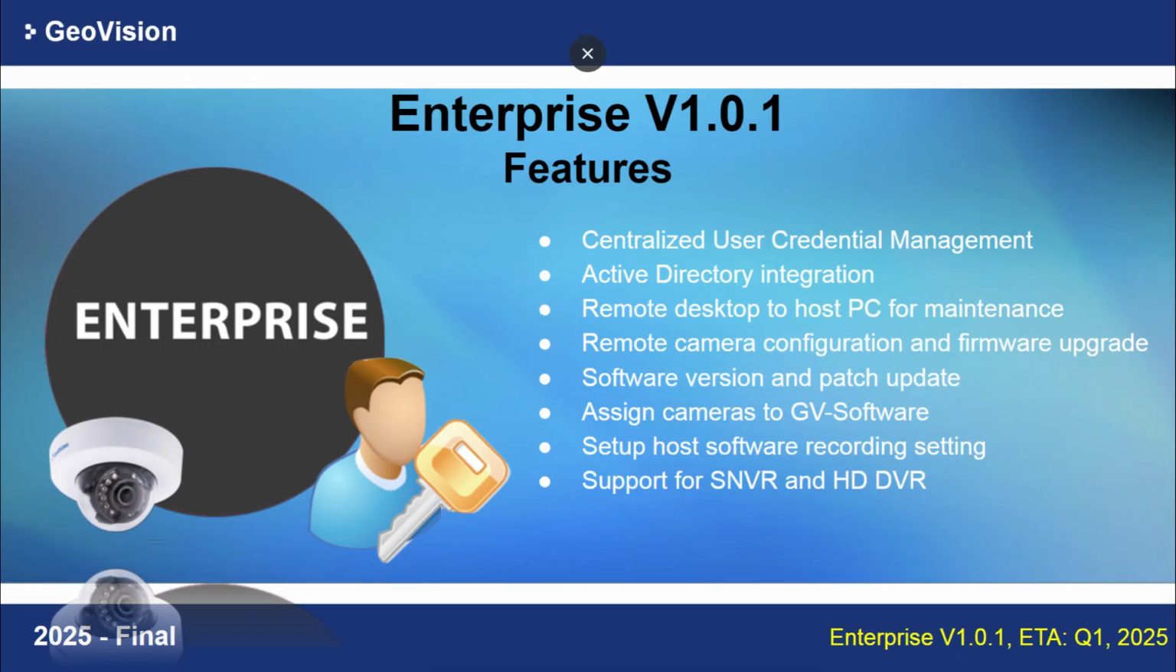Enterprise. Enterprise centralizes user credential management for large-scale installations and can be integrated with Active Directory user databases. Additionally, Enterprise offers extensive remote host configuration and maintenance functions, such as Remote Config, a built-in remote desktop tool. It supports remote camera firmware updates, Geovision software patching, and software version updates. Furthermore, Enterprise enables remote host recording setting configuration and remote live view display layout configuration. SNVR and HD DVR connections are also supported.